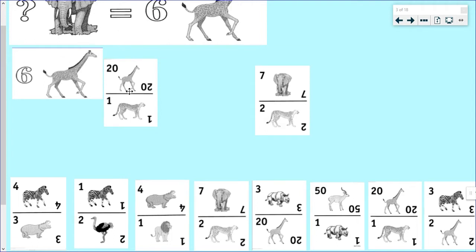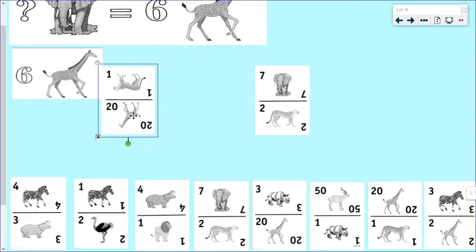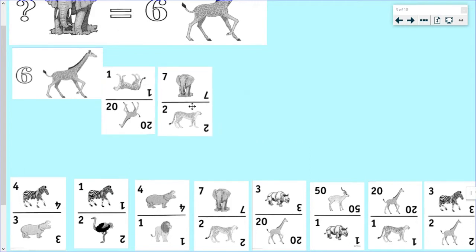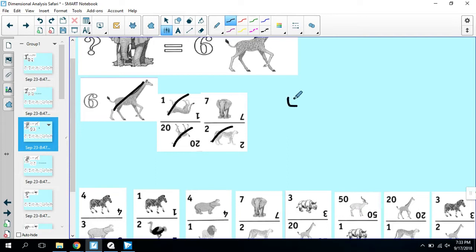But if I take this card and I flip it around, which is completely allowable, now my giraffes will cancel out, and I can bring this over, and my cheetahs will cancel out, and that's going to leave me with elephants. So if I multiply across here, after I've canceled everything out, I can take the pen here and cancel my giraffes. They're gone. My cheetahs are gone. And that's going to leave me with elephants for my units. And then I need to multiply across the top. So 6 times 1 times 7 is going to be 42.